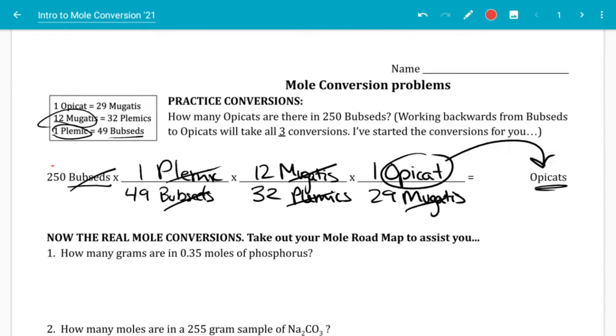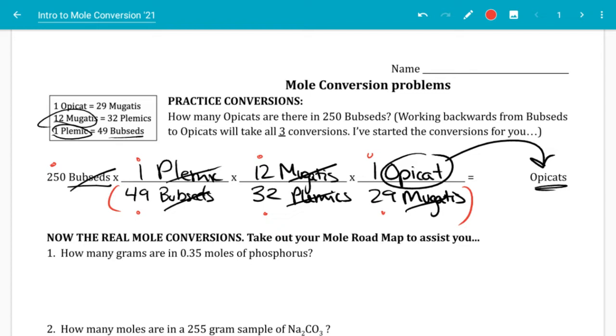I'm going to multiply 250 times 1 times 12 times 1, and I need to do that in my calculator here really quickly. So 250 times 12, divided by, and then everything that's on the bottom. So 49, 32, and 29. And super important that we learn this right away. These have to be in parentheses. If you forget to add and close your parentheses, you will get the wrong answer.